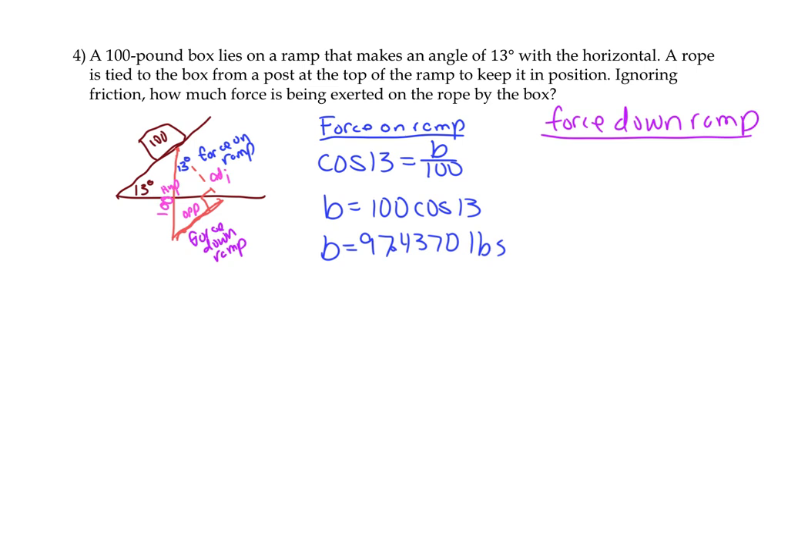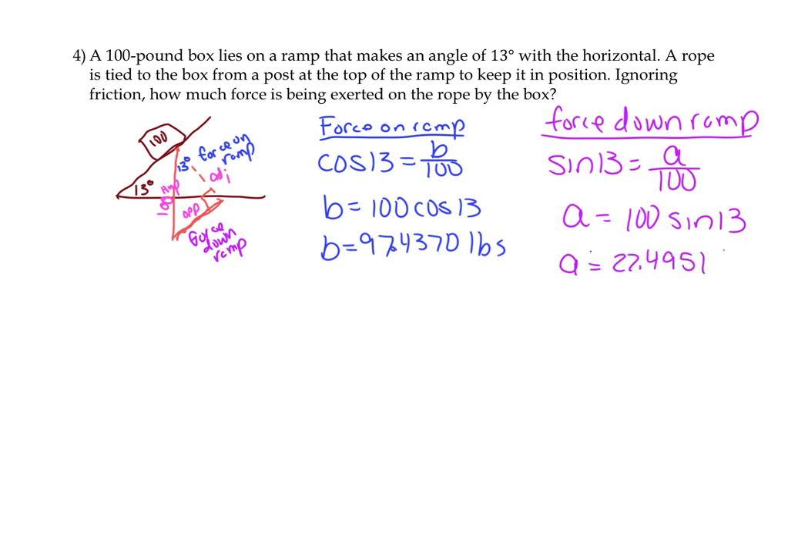Now I'm going to go and find the force down the ramp. And that's using the opposite side, so that's sine 13 equals A over 100. So A is equal to 100 sine 13. And that gives me approximately 22.4951 pounds. And there you have it.